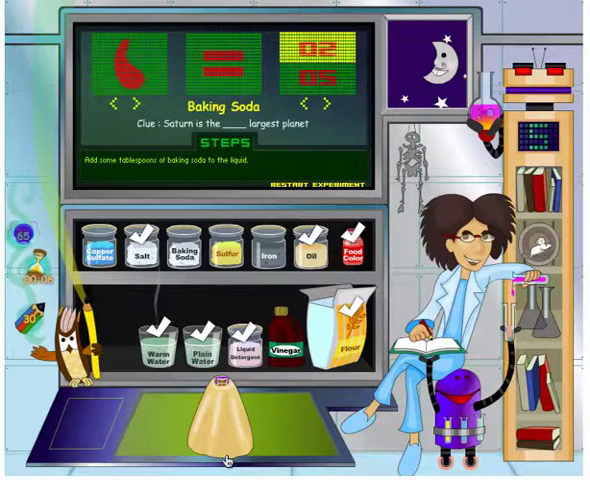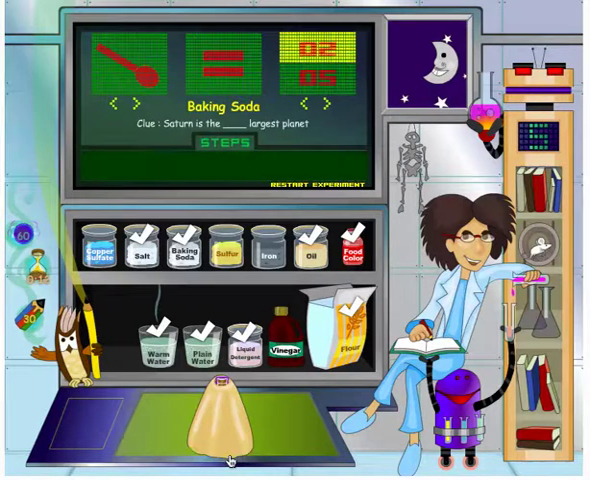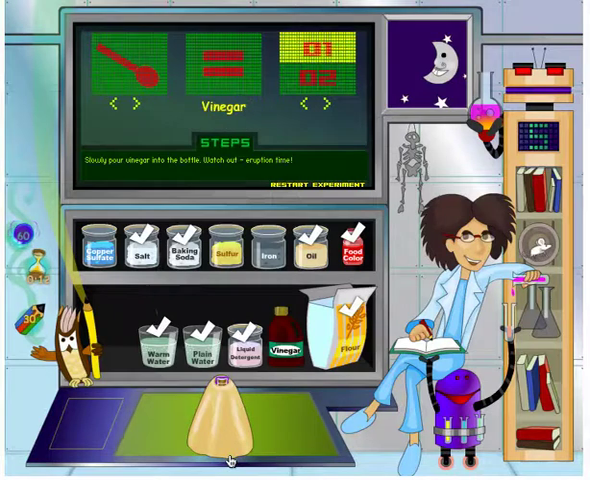Add some tablespoons of baking soda to the liquid. Saturn is the 2nd largest planet, so I'm going to stay there. I need to switch to tablespoons though. And we're going to go to baking soda. Step 5 is done. I believe there's one more step. And if you get any of the steps incorrect, you do have to start over.